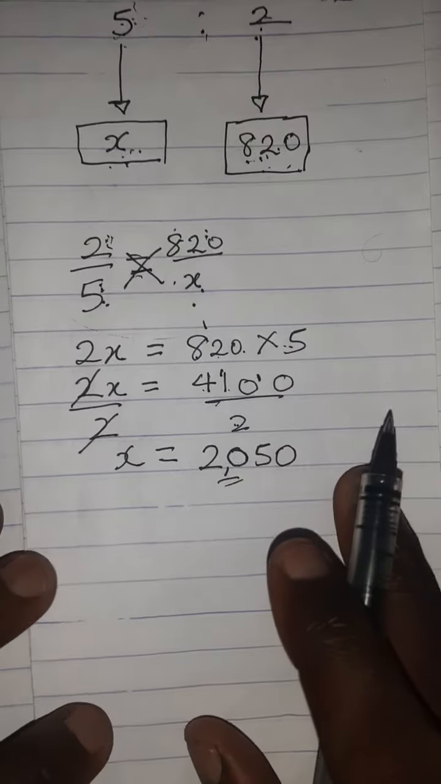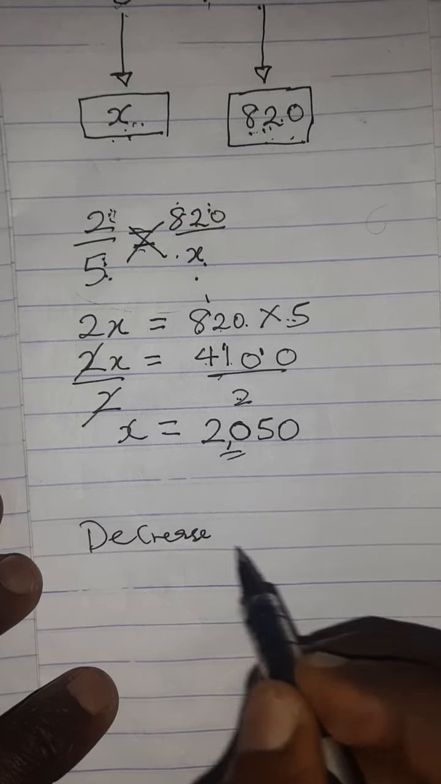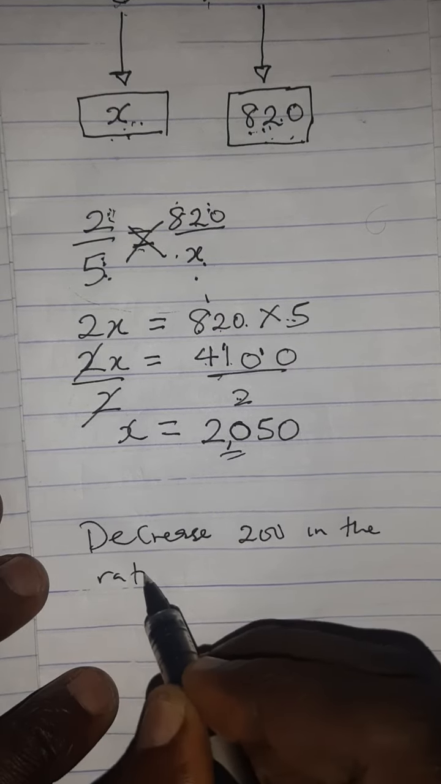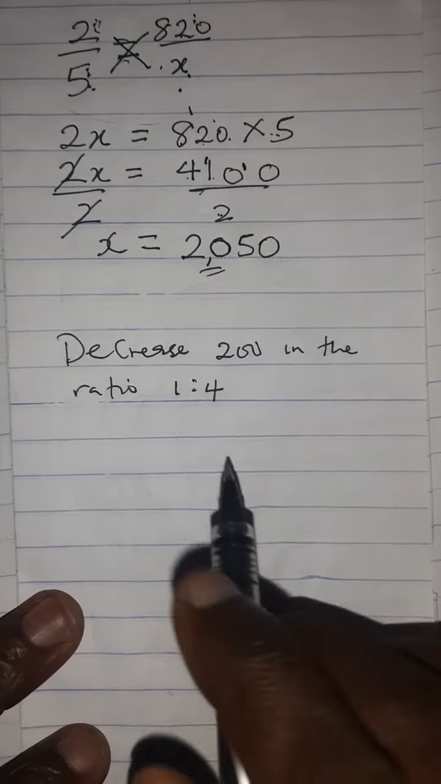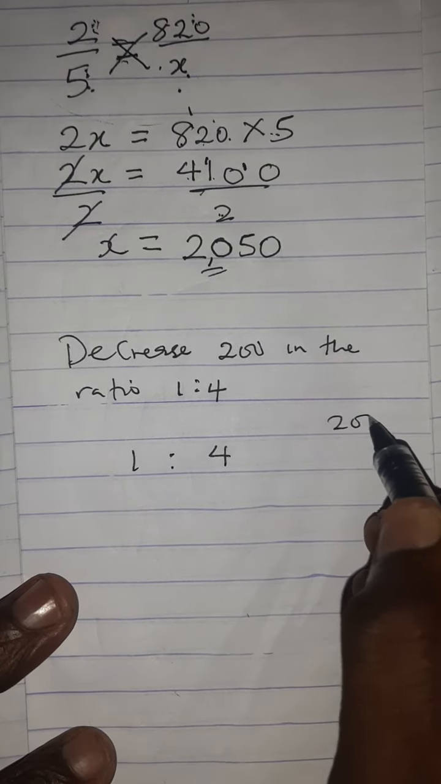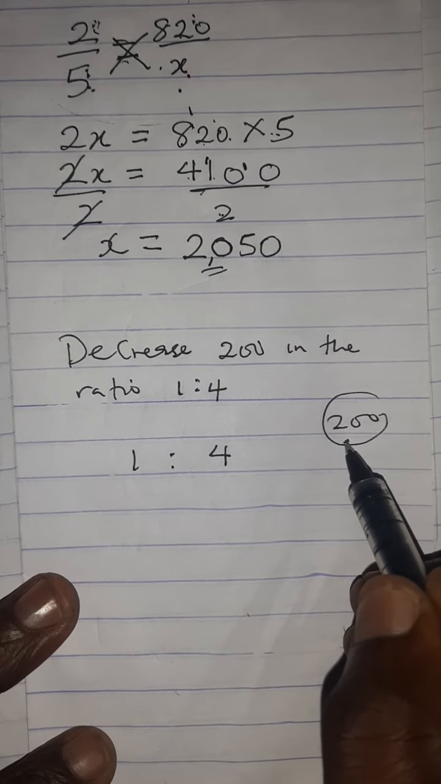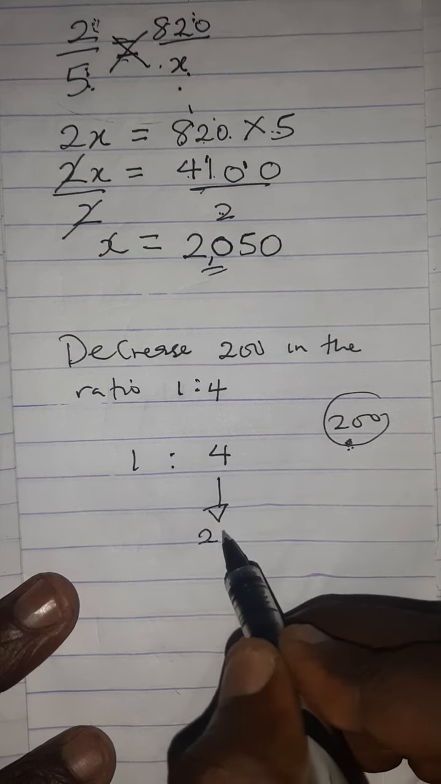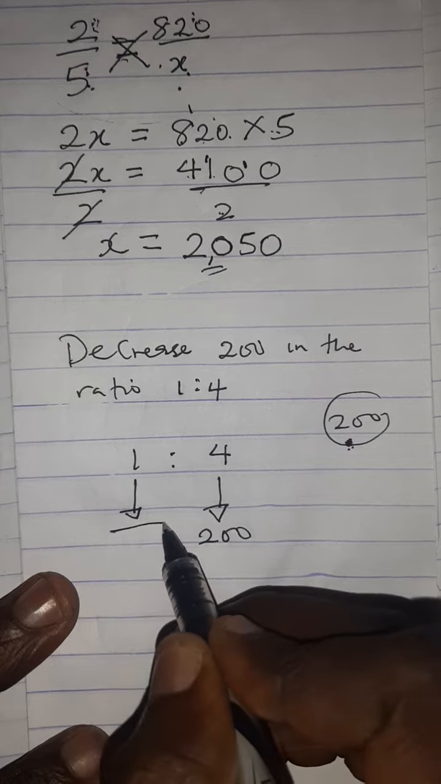It's very simple. So if they even say decrease 200 in the ratio 1 to 4, it's easy to do. The same trick here. So since it said you should decrease 200, let me write out my ratio first of all, 1 to 4, and I have 200 to decrease. Since they want you to decrease 200, it means 200 is large and they want you to make it small. Since it is large, place it under the larger ratio, which is 4. So put 200 under the larger ratio. Then the corresponding value for this other smaller ratio is what you want to find.